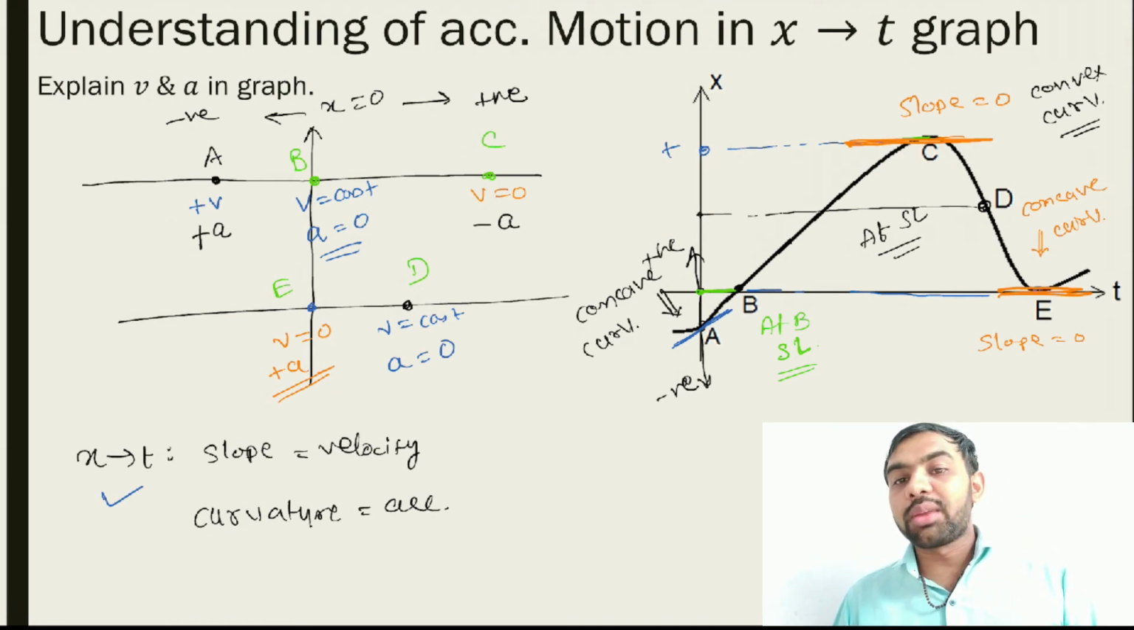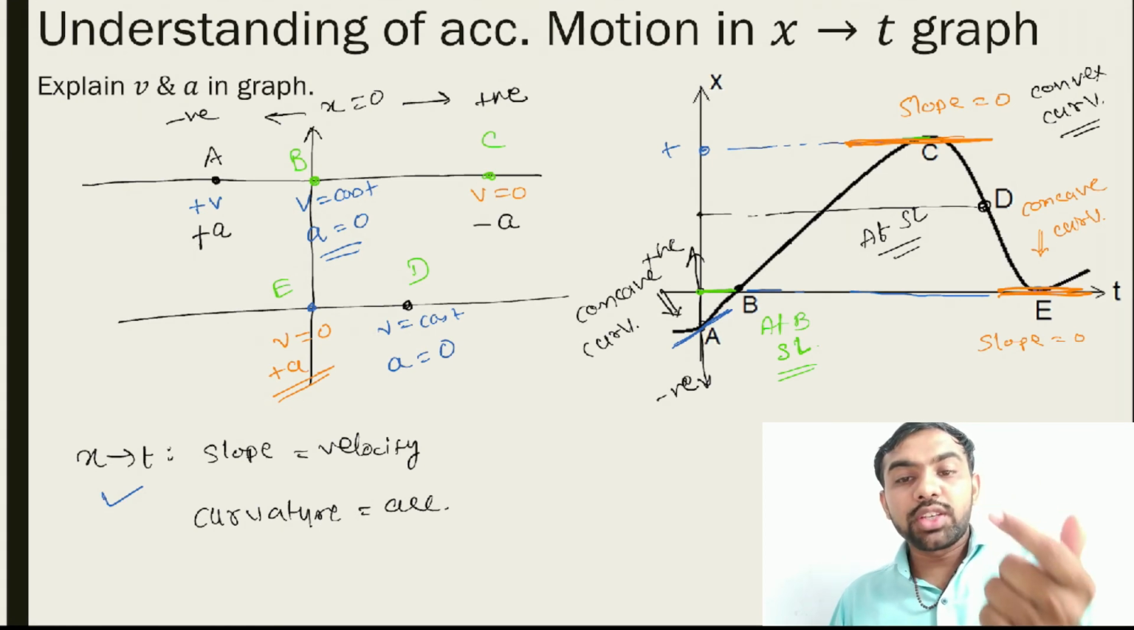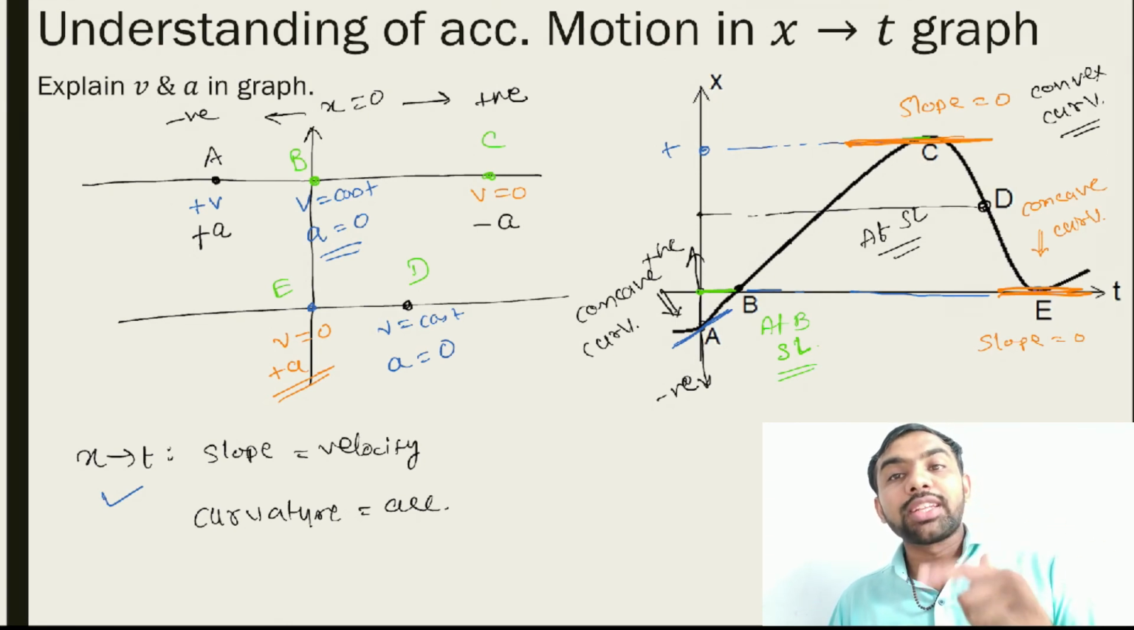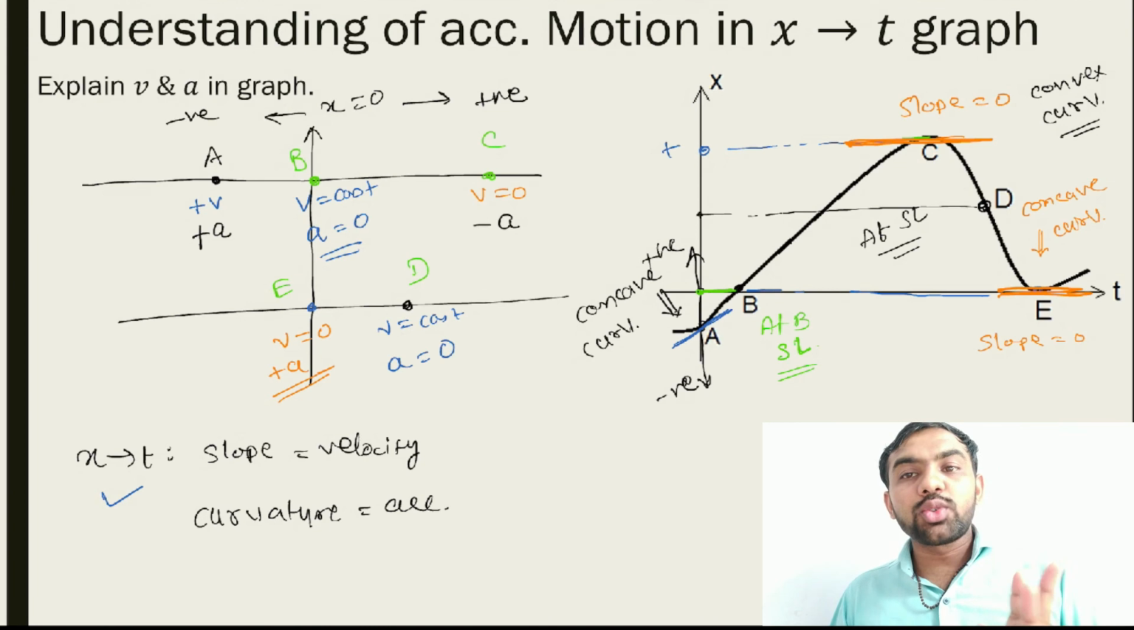See, velocity and acceleration both are positive at point A. Velocity is constant and acceleration is 0 at point B. At C, velocity 0 but acceleration negative. At E, velocity 0 but acceleration positive. So every type of situation is possible during a motion.